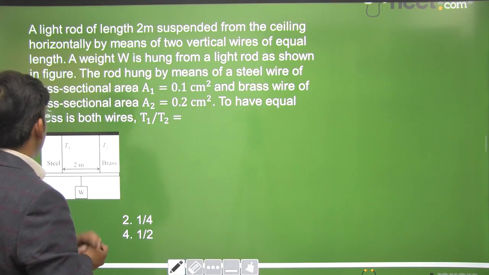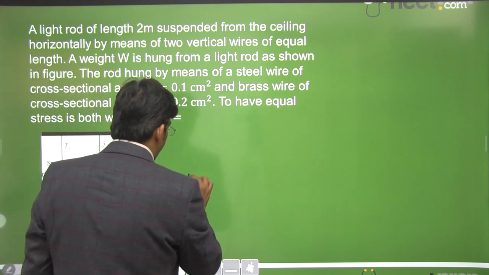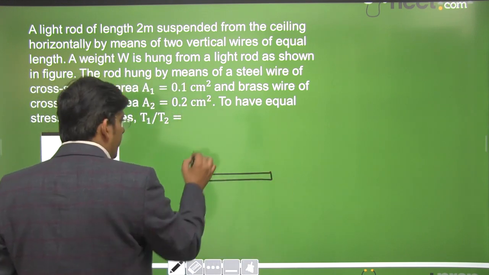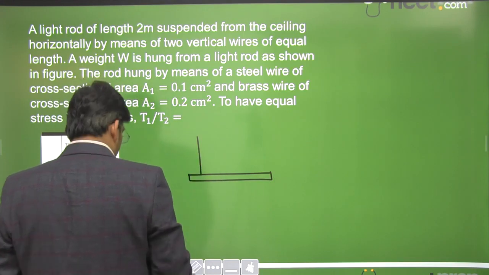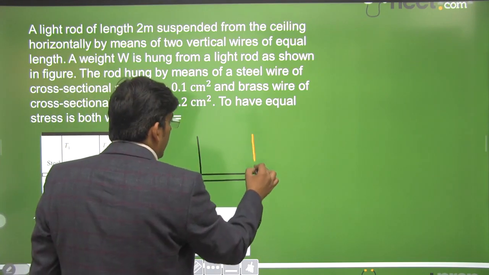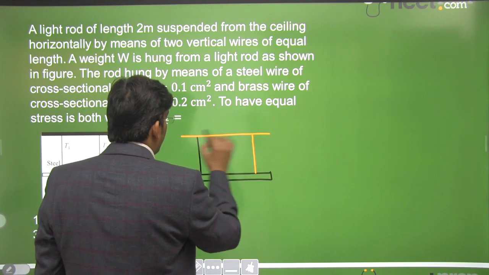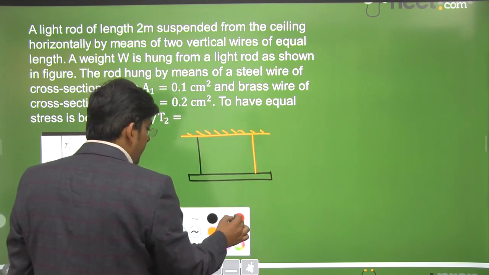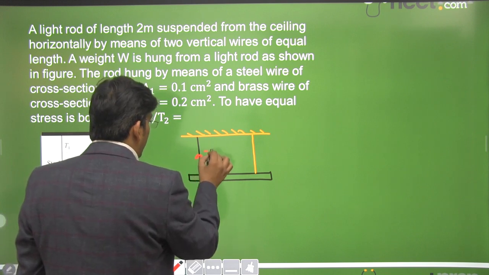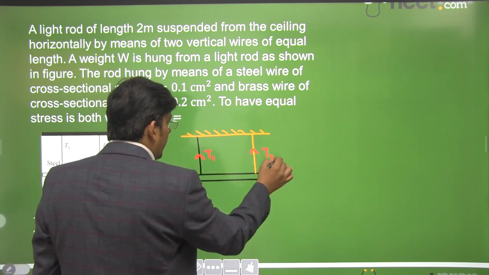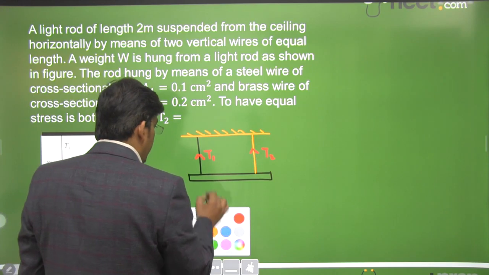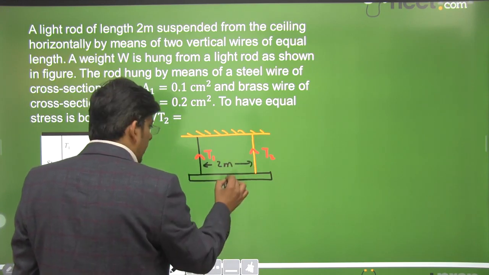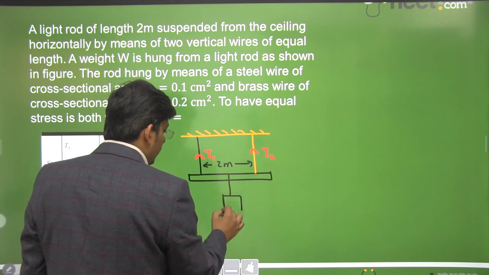So a light rod of length 2 meters. This is a light rod, length of the rod being 2 meters. This is a steel wire. This is a brass wire. Obviously, we had steel and brass wire only. The tension in them is T1 and T2. Tension in the steel wire is T1. Tension in the brass wire is T2. Length is 2 meters. Weight hanging from it is W.